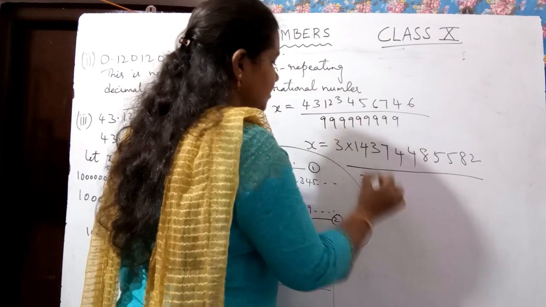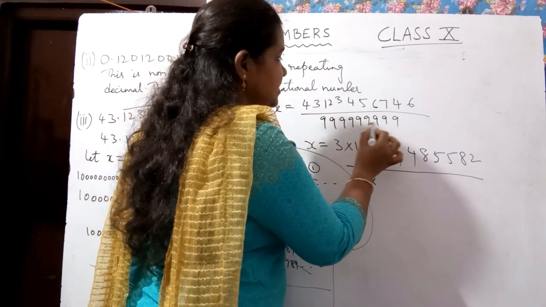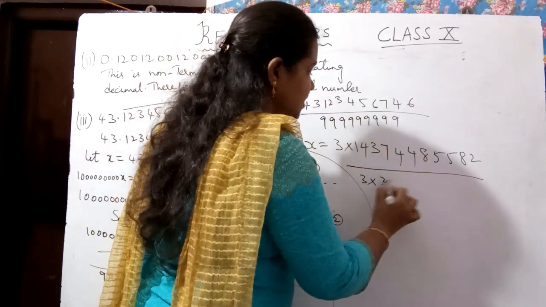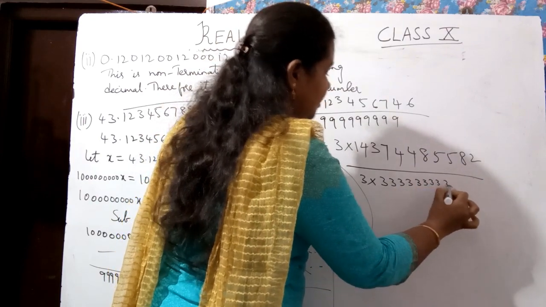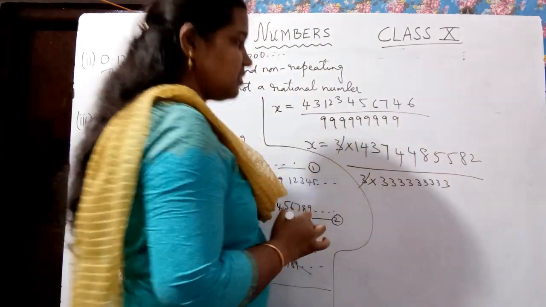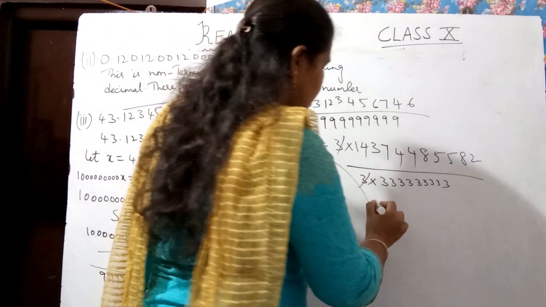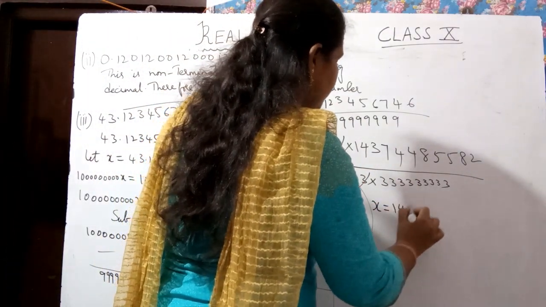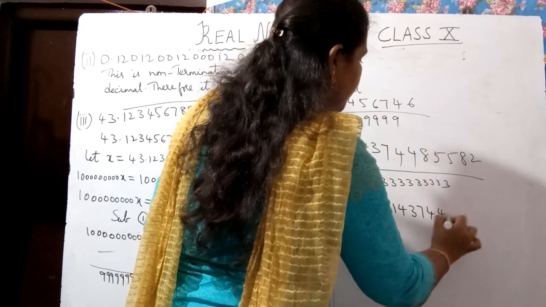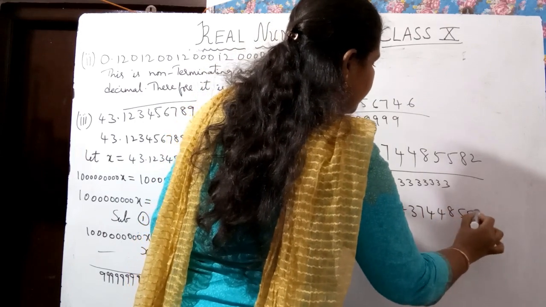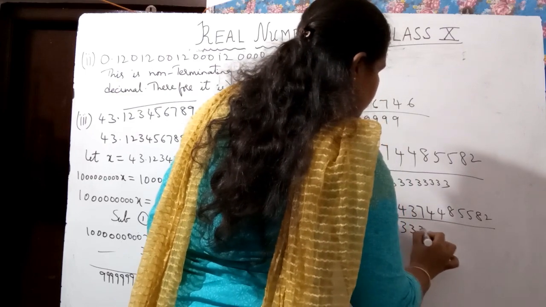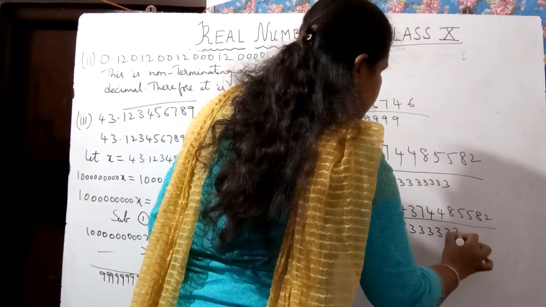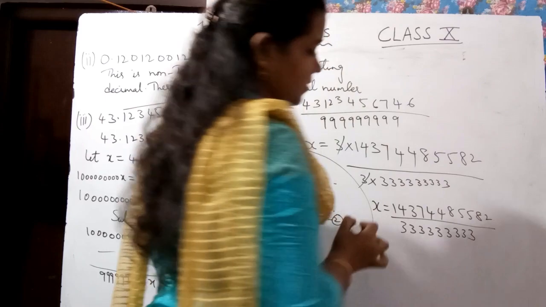So what will be left out? 123456789. So 9 times I will write 3456789. So this 3 gets cancelled. So now x is equal to 1437448558 2 by 123456789.